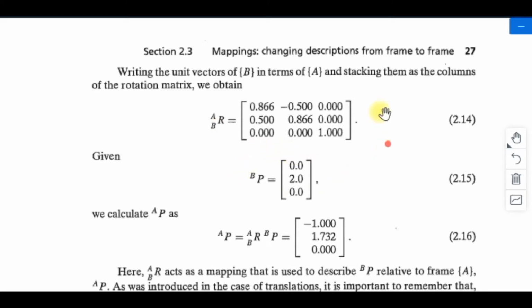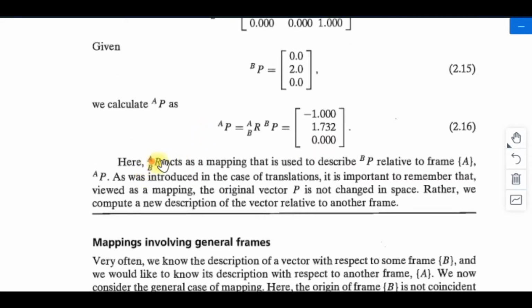So after calculating the rotational matrix, the P position is given as 0, 2.0, 0. Now the P with respect to A is A R B into B P equals this one. So here the A R B acts as a mapping that is used to describe B P relative to frame A.